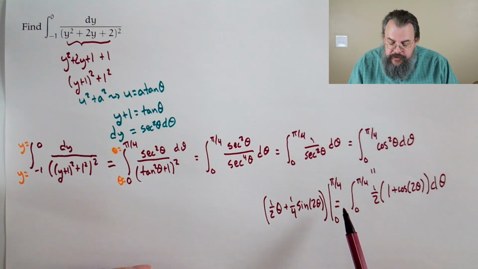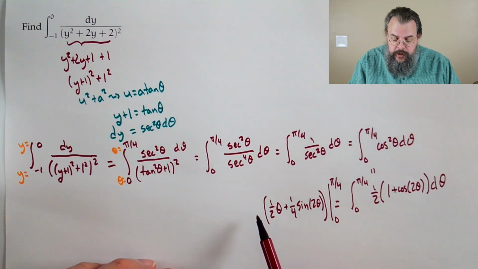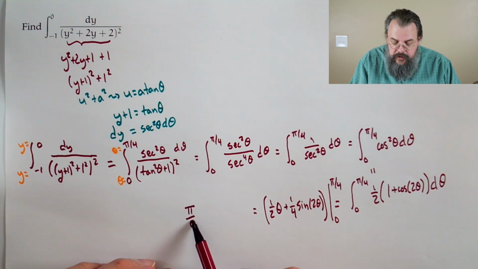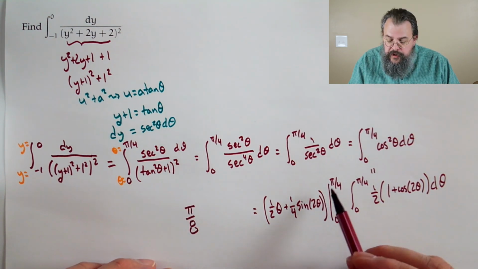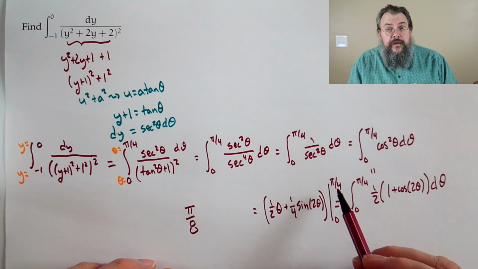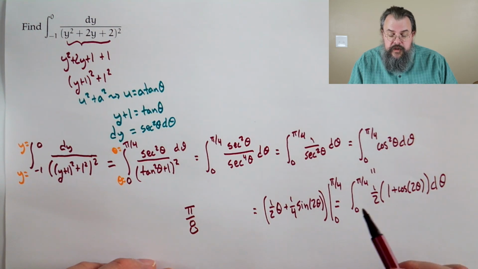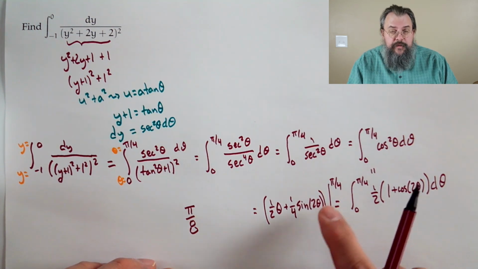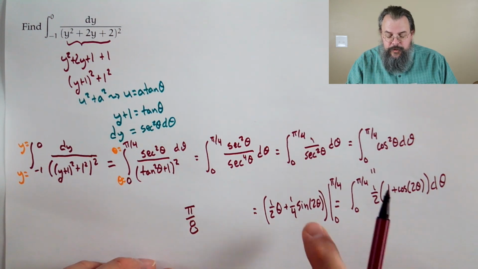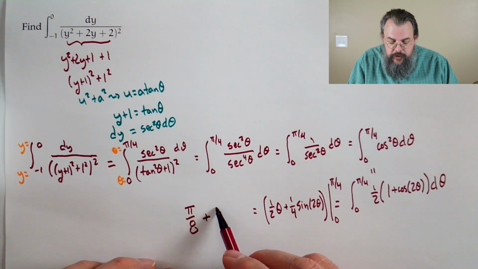When we plug in pi over 4, a half times pi over 4 would give us pi over 8. 2 times pi over 4 would be pi over 2. And sine of pi over 2, well, it's a half, right? No, sorry, sine of pi over 2 is 1. It's 1. So it's 1 times a fourth. So pi over 8 plus 1/4.